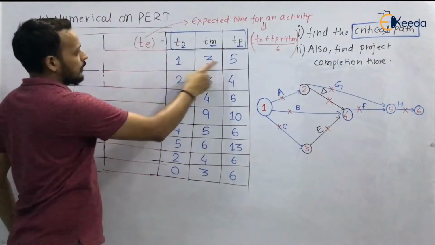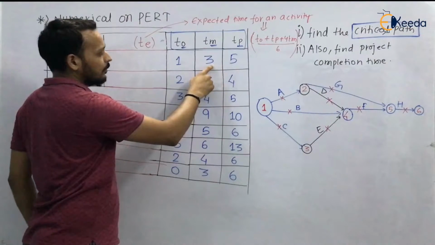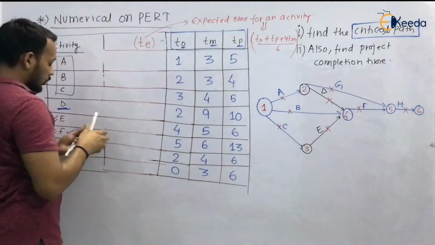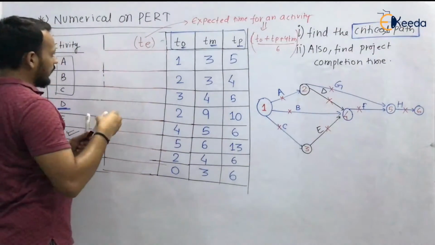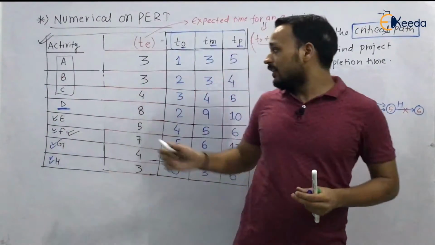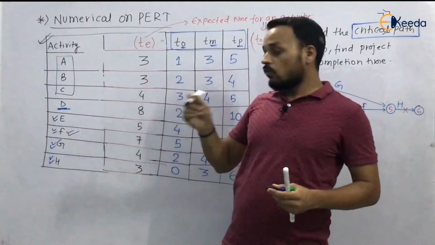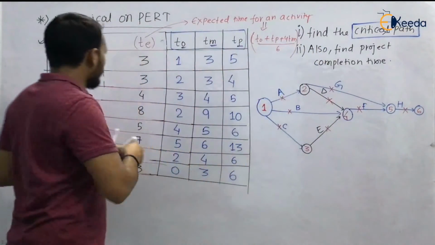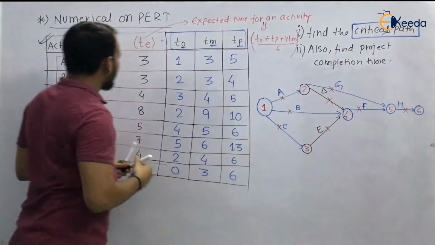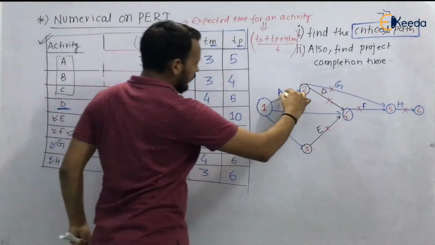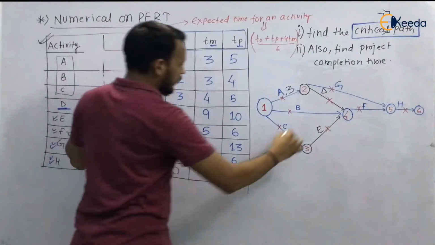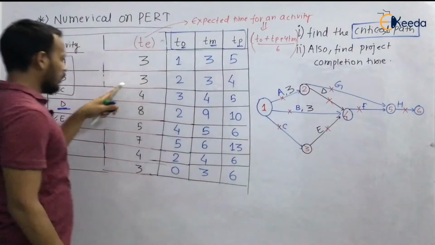T naught plus Tp, 6 plus 4 times Tm, it will be 18. 18 divided by 6 is going to be 3. So we have written the expected time to complete the different activities. Now you just have to write these activity completion times with each activity in the network diagram. For A it is 3, so write 3 here. For B it is also 3, so write 3 along with B.